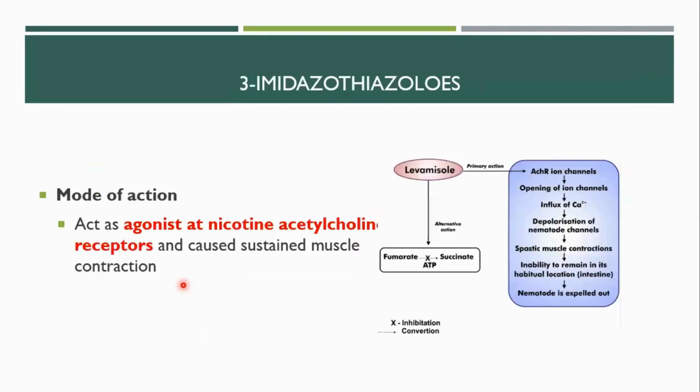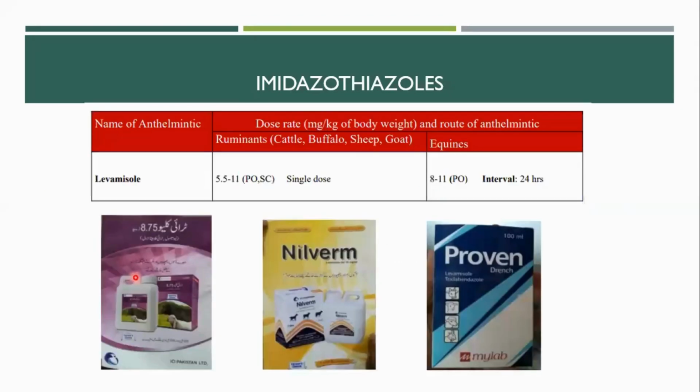in different species. Then comes the third group, imidazothiazoles. The mode of action of this group is they act as an agonist of nicotinic acetylcholine receptors and cause sustained muscle contraction with the help of increased acetylcholine. When there is sustained muscle contraction, it will lead to spastic paralysis and ultimately expulsion of the parasite from the body of the animal. So this is how they work. The common example of this group is levamisole, which is considered to be a drug of choice for the lungworms, and the dose rate of this anthelmintic is in front of you.